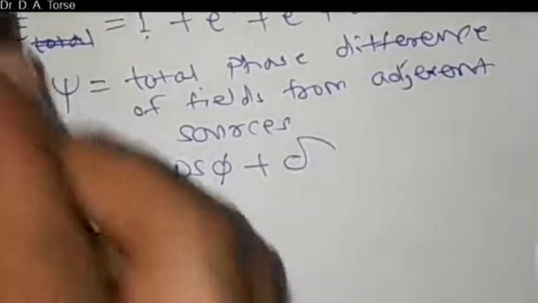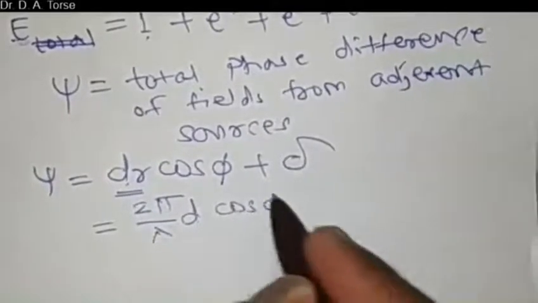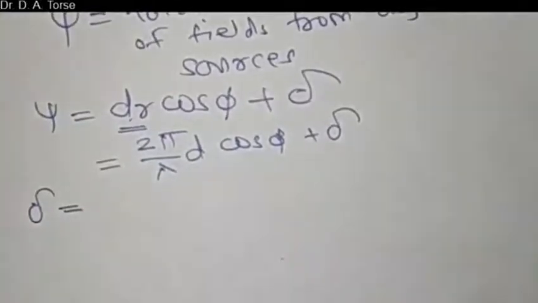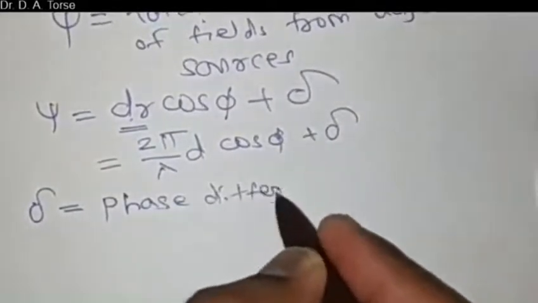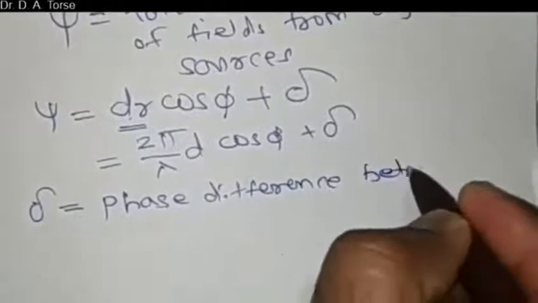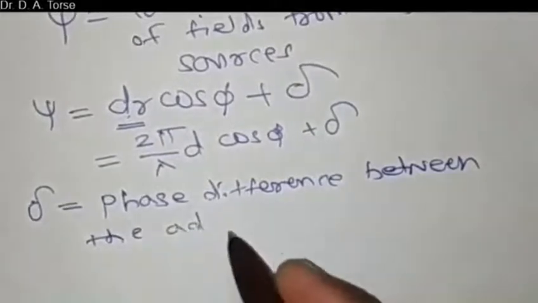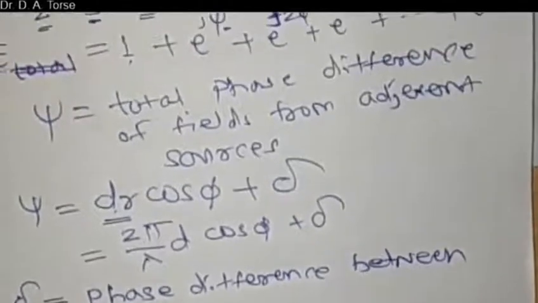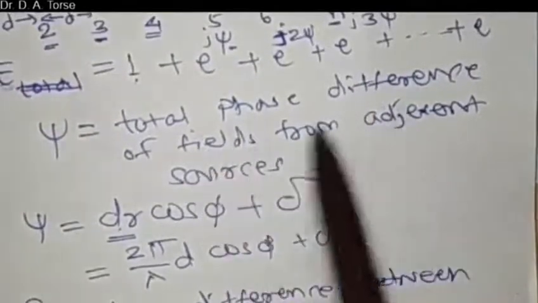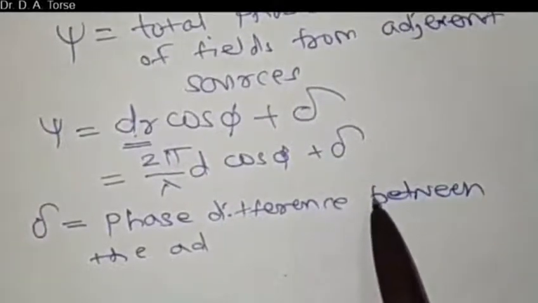So dr, meters to radians, is converted by 2 pi by lambda into d cos phi plus delta. Now delta is another phase difference term that represents the phase difference between the adjacent sources. Are we finding something very similar between this delta term and psi term? This is a total phase difference of field from adjacent source, whereas you can see delta is phase difference.